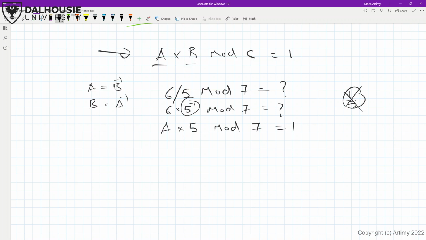So A multiplied by B mod C equals 1. This means that one of them is the inverse of the other. So I want the inverse of 5 here. So this must be the inverse of 5. A must be the inverse of 5, right? So what is it that I can multiply with 5 and I get the result mod 7 is 1?